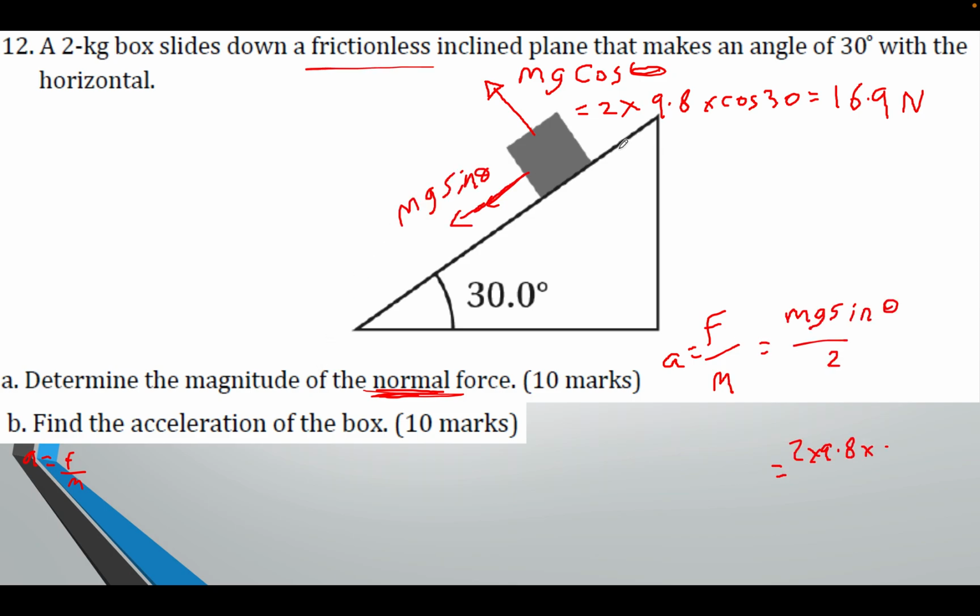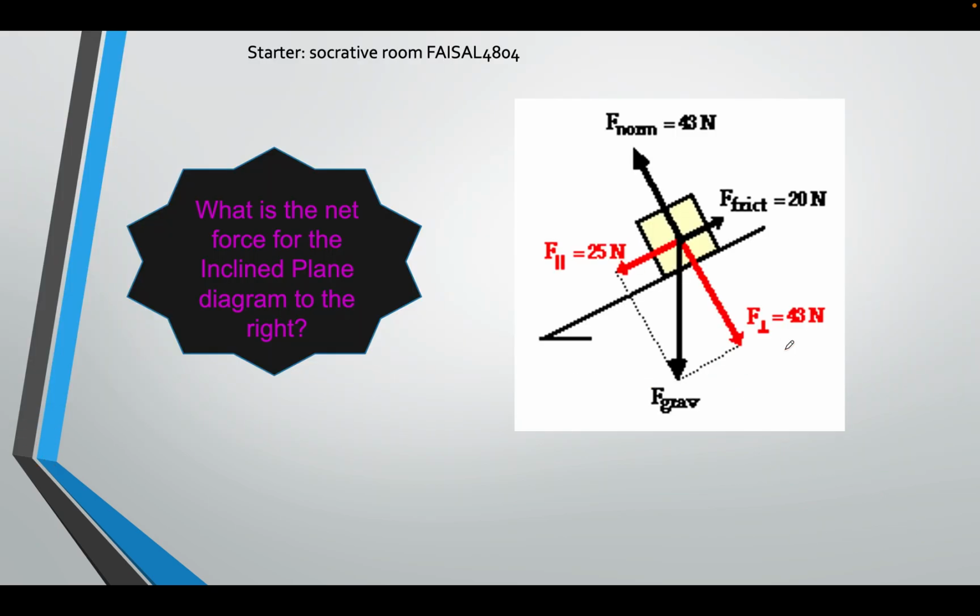If we get through the question and the calculations, just to speed things along, to find the normal, mg cos theta: 2 times 9.8 times cos 30, 16.9. That is there. Then I'm doing the mg sine theta. So what I can do is a is F over m, like I said to you earlier. mg sine theta divided by the mass, which I know is 2. So 2 times 9.8 times sine 30, divided by the mass again, which is 2, and that gives me 4.9 meters per second squared for the acceleration. There you have it, nice and easy.